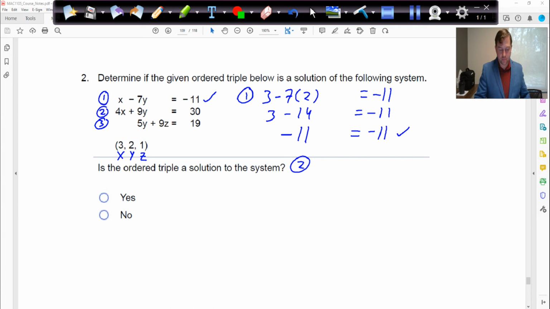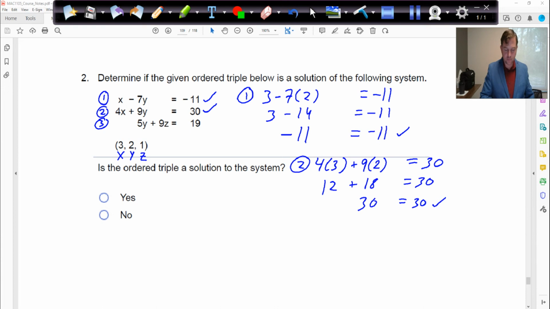Try equation 2. 4 times x, where x is 3, plus 9 times y, but y was 2. No z. Does that equal 30? 12 plus 18. 12 plus 18 is 30. So this one also balances.